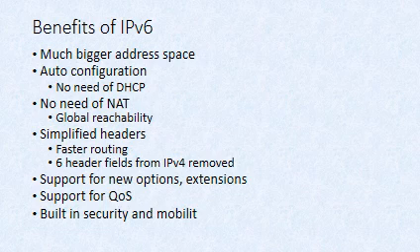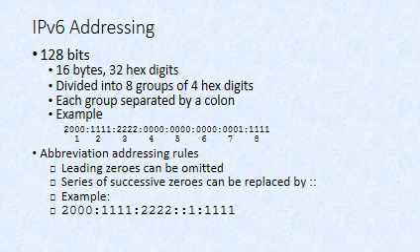There's built-in support for QoS that was very minimal in IPv4, and of course, in IPv4, security and mobility, that is Mobile IP, were an afterthought, but both of these are part of the IPv6 standard. So the moment you have IPv6 implemented, both IPsec security and mobility are available by default. You just need to configure it and it should be working.